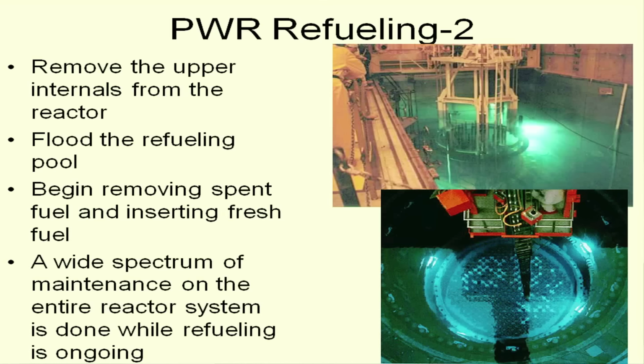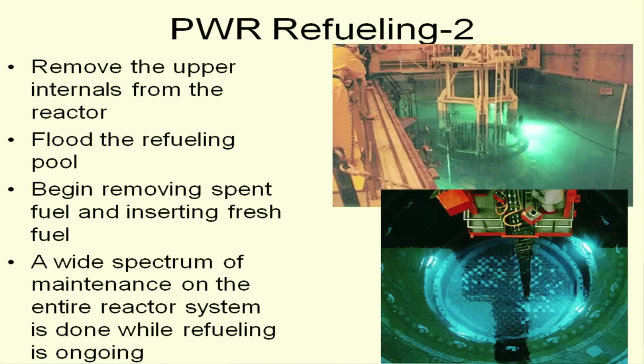Then you flood the refueling pool. I think I have a picture of that, so I'll hold that in abeyance. And then you begin removing spent fuel and inserting fresh fuel. That's basically done with more or less a crane with a hook on it. The fuel has little handles on the top, and you just lift it up and move it out. While the refueling is going on, over on the right you see the looking down into the core and the refueling pool. It's not just refueling. You use the opportunity for shutdown to do all sorts of maintenance. It's just a frantic scramble to get all this done, because every day you're not operating is another million or two of electricity you're not generating. So they've gotten very good at this.